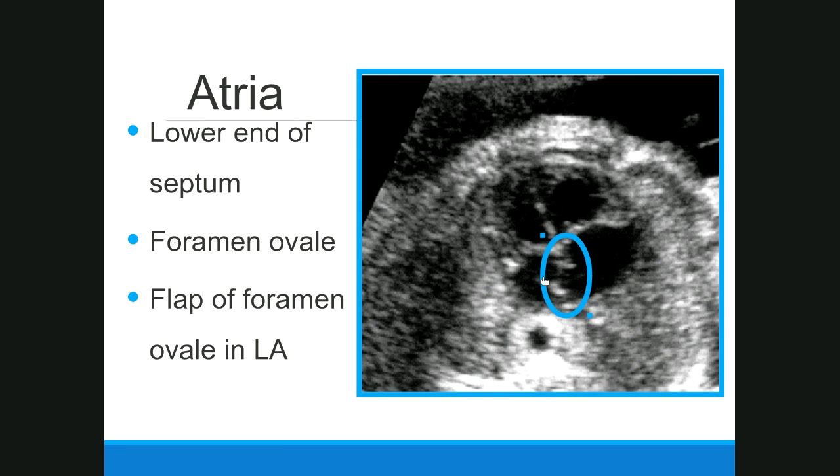Why do I know it's the left side of the heart? Because again, I'm assuming normal. This is the cross-section view of the aorta. The spine is right back here. Left atrium closest to the spine, so therefore we should see the foramen ovale opening into the left side of the heart.